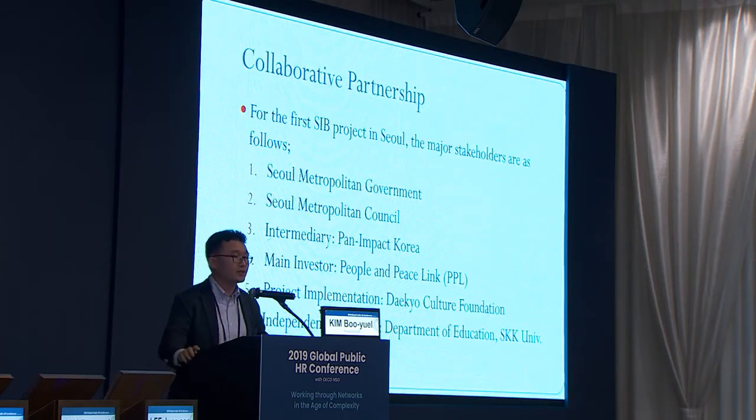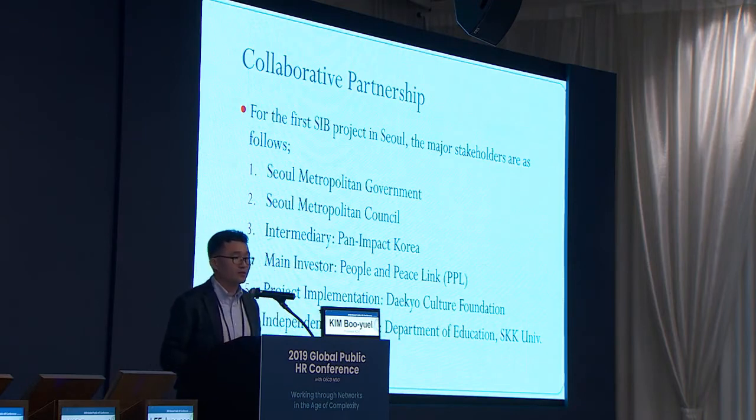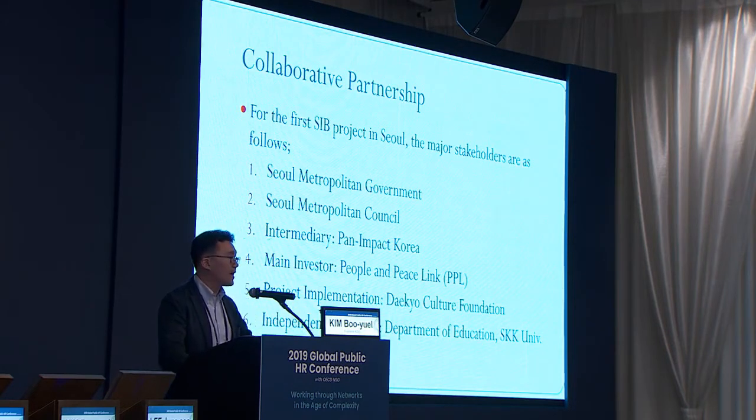And here, about this first social impact bond project in Seoul, I think the major stakeholders are as follows. There are, I think, 7 major stakeholders. First, Seoul Metropolitan Government. Second, Seoul Metropolitan Council. Third, the intermediary, an NGO, Pan Impact Korea. Number 4, the main investor, the People and Peace Link. There is another investor, UBS Securities, and another NGO, but more than 90% of total investments comes from the PPL Foundation. And the project implementation body, Daegyo Culture Foundation. Finally, independent evaluation was conducted by the Department of Education of Sungkyunkwan University in Seoul.